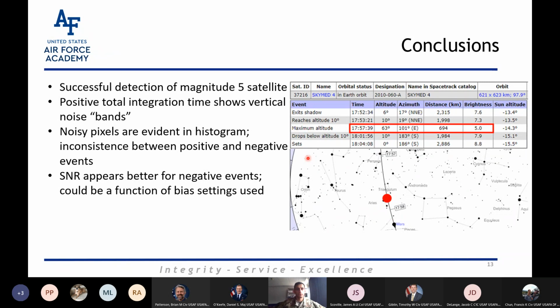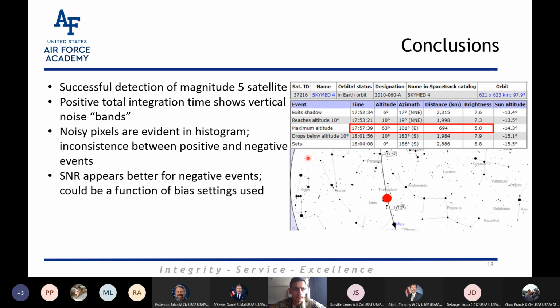So in conclusion, we had a successful detection of a magnitude 5 satellite. And for those of you that don't know relative magnitudes, a lower magnitude represents a brighter object. For example, the sun has a magnitude of -26.7, and that's the brightest object in the sky. So that shows us that we can detect a pretty important satellite with quite low magnitude.